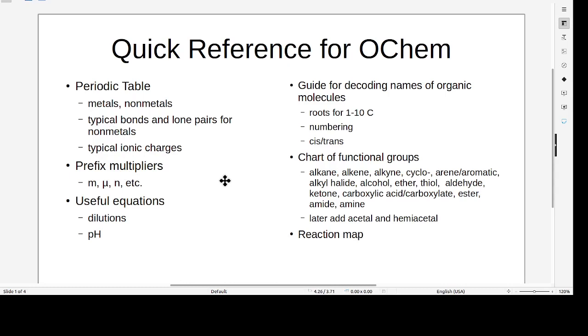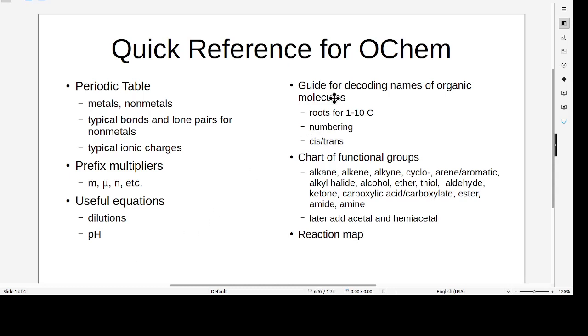On another sheet of paper, I often do the back of my periodic table, put prefix multipliers like milli, micro, and nano, kilo, and mega, and what they equal, the numbers that each of these equals. I would also write useful equations, like your equation for doing dilutions, or pH. And anything else that you find as you do your homework is an equation that you use that you don't want to memorize.